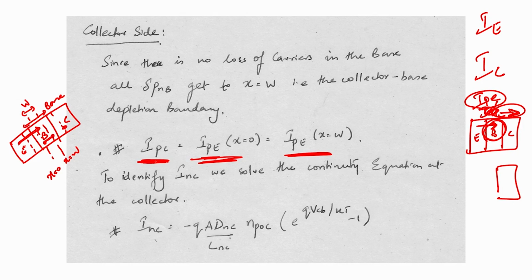Okay. So, IPC is nothing but IPE at x equal to 0, which is equal to IPE at x equal to W. If there was recombination, then this is greater, this is not equal to this, and you cannot make this argument, okay, because these holes would not have entered the base collector junction.